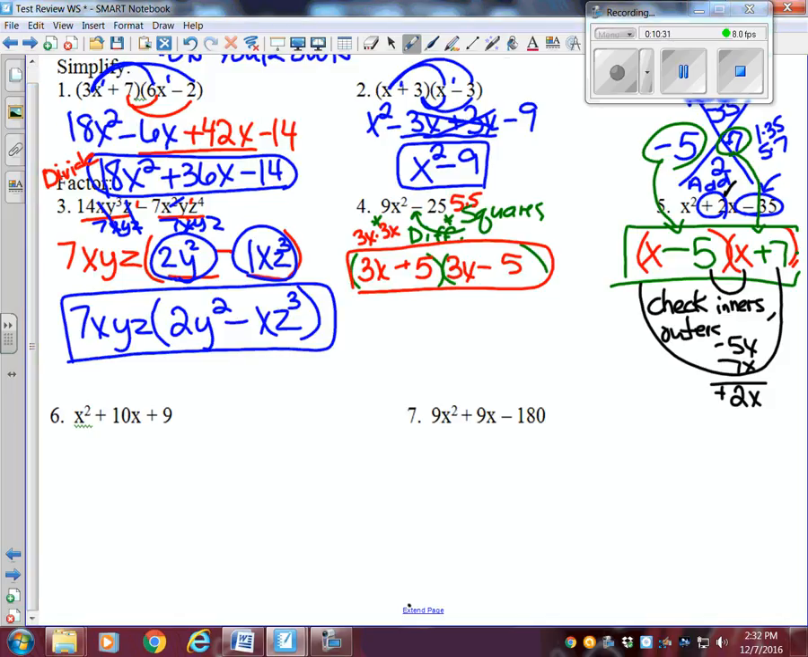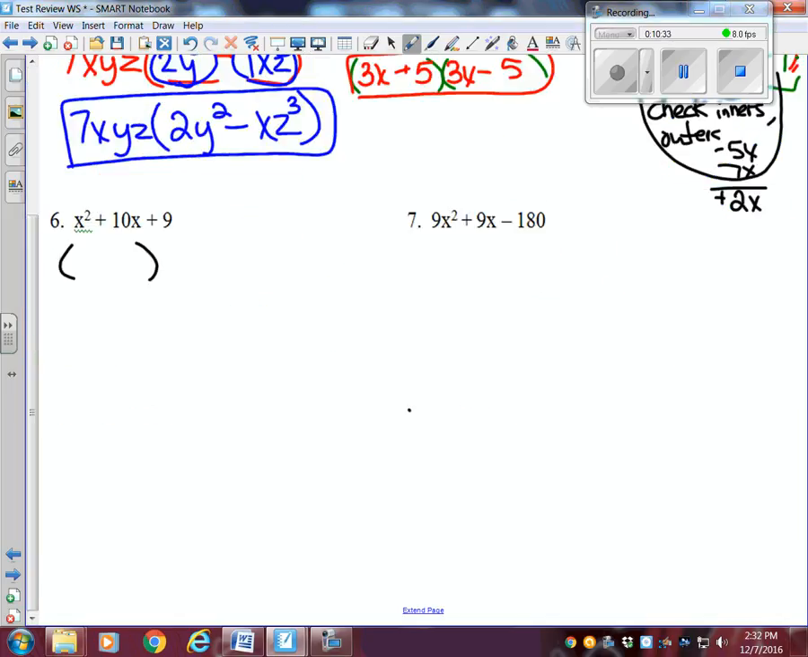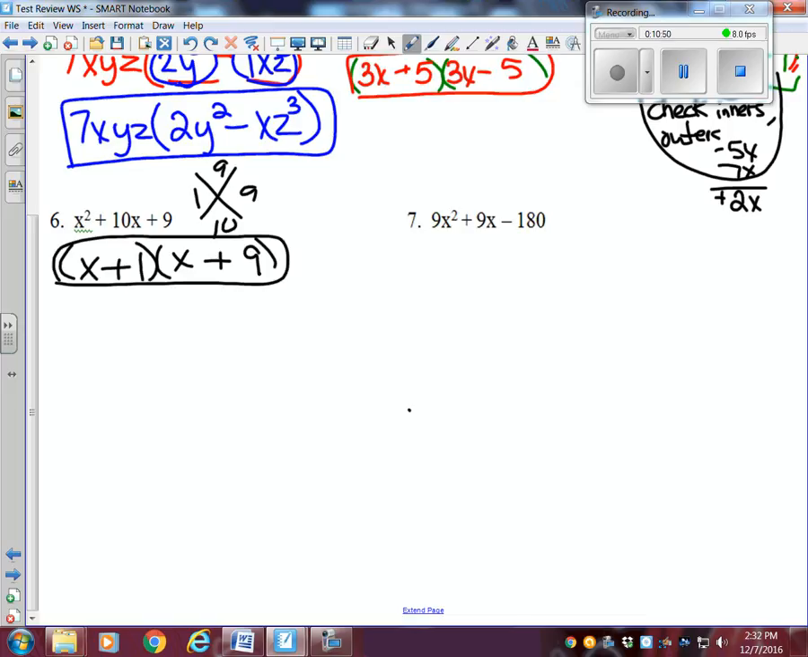Okay, number 6 is a trinomial. What multiplies to give 9 and adds to give 10? 9 goes on top, 10 goes on the bottom. I believe that's 1 times 9 is 9, and 1 plus 9 is 10. All right, if you do the check step, inners, outers, 1x, 9x, sure enough, 10x, it checks. Check step's important.